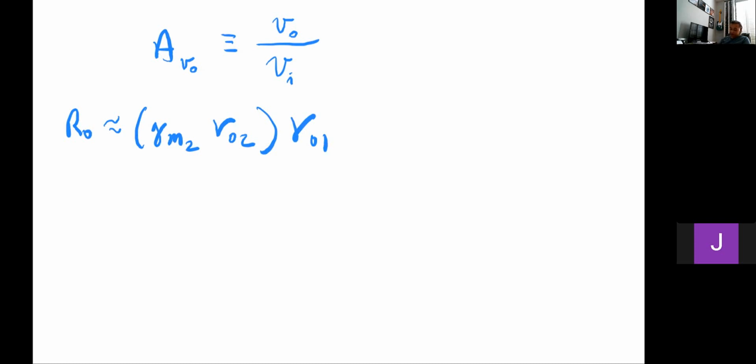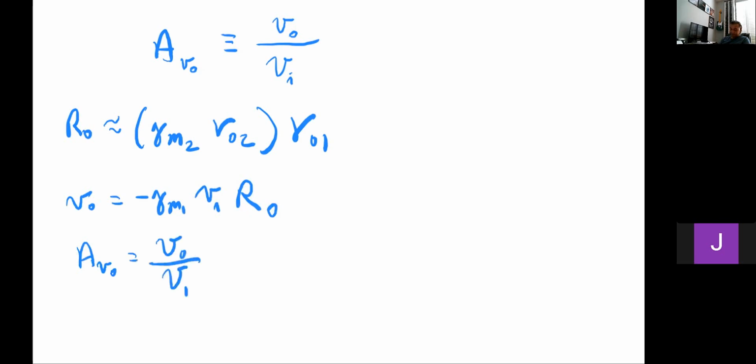Okay? And then the output voltage is going to be minus gm1 for transistor 1 times the input voltage, so that's the VGS of transistor 1, times the output resistance that transistor 1 sees. Therefore, the gain is the transconductance of transistor 1 times the output resistance that it sees.